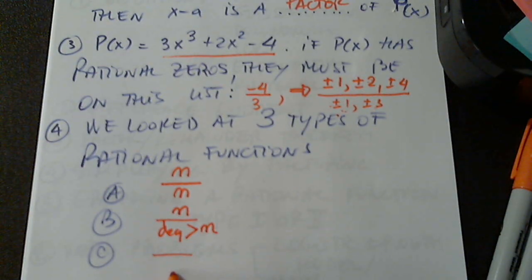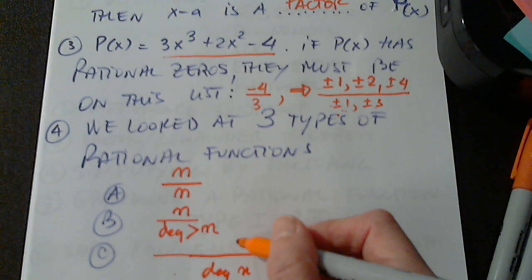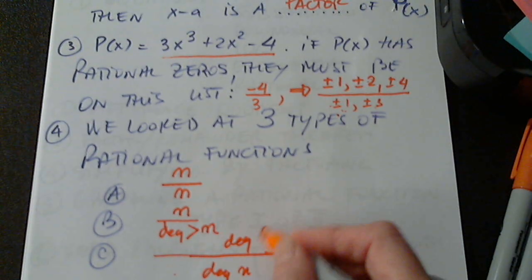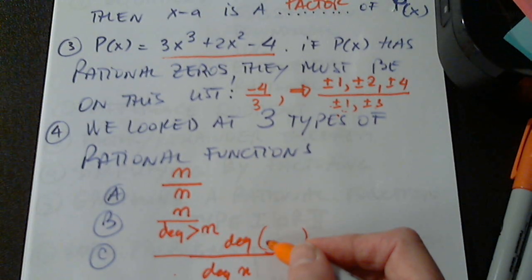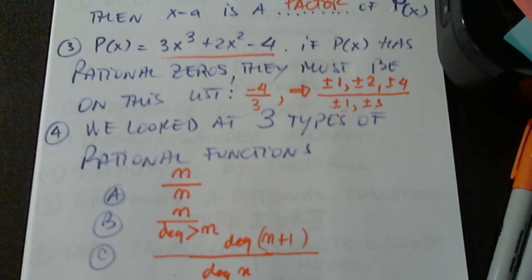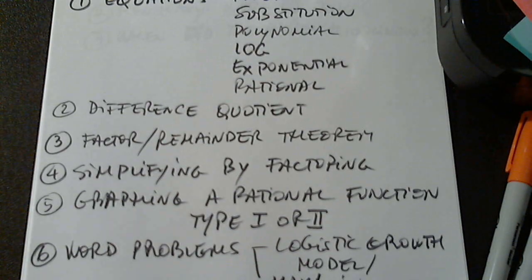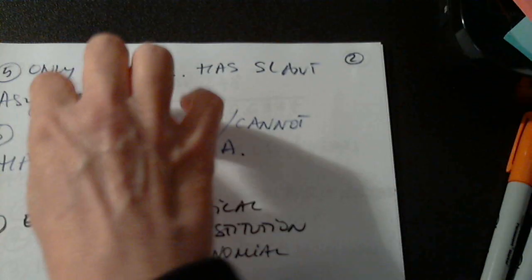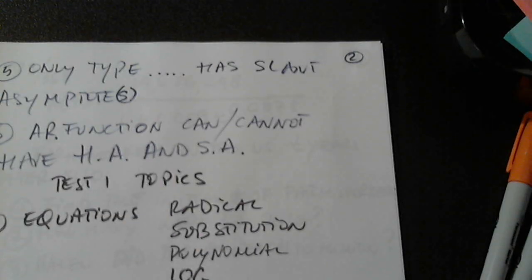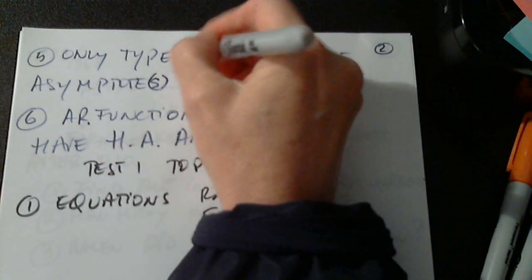Okay, last one: degree n on the top, and the bottom exactly m plus n plus 1. Excellent, brilliant. Thank you so much. Great job. Moving on. Only type 3 has slant asymptotes. Exactly. Only the third one.